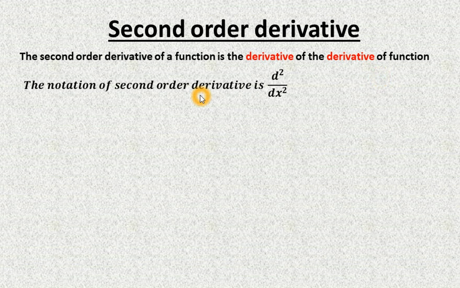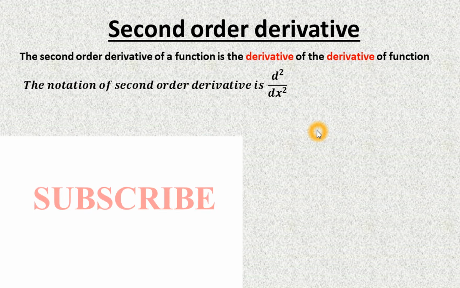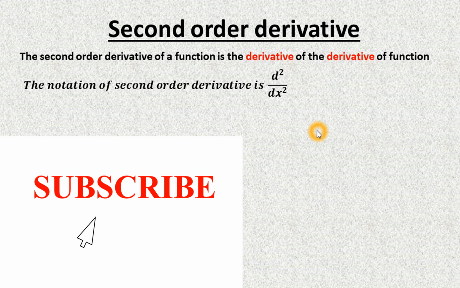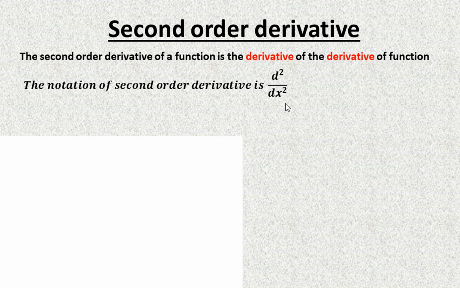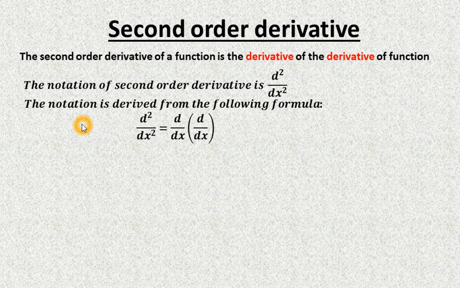The notation of second order derivative is d square by dx square. We know the derivative notation: the first order derivative notation is d by dx, and the second order derivative notation is d square by dx square. The notation is derived from this formula. The second order derivative is the derivative of the derivative of the function, that is d by dx of d by dx. Two times we have to find derivatives, that is d square by dx square. Then we can go to an example.